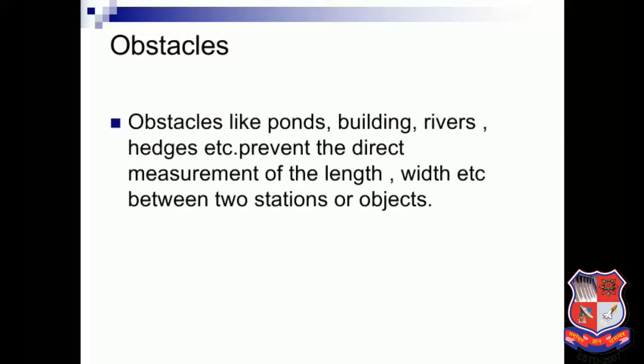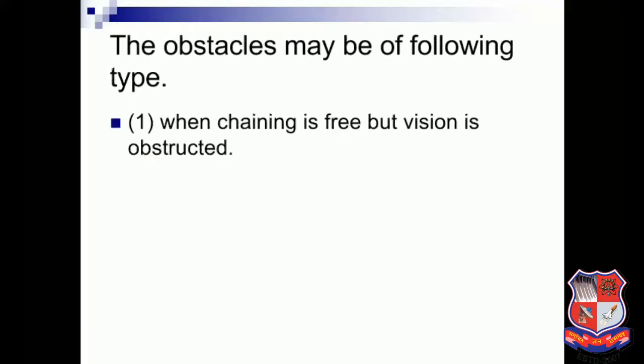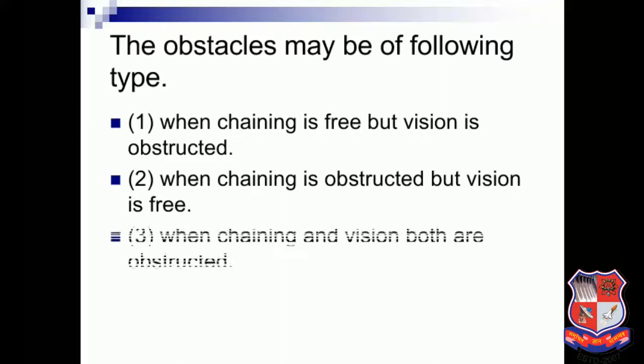Now, obstacles like a pond, building, river, hedge, etc. prevent the direct measurement of the length, width, etc. between two stationary objects. The obstacles may be of the following types. First, when ranging is free but vision is obstructed. Second, when ranging is obstructed but vision is free. Third, when chaining and vision are both obstructed.